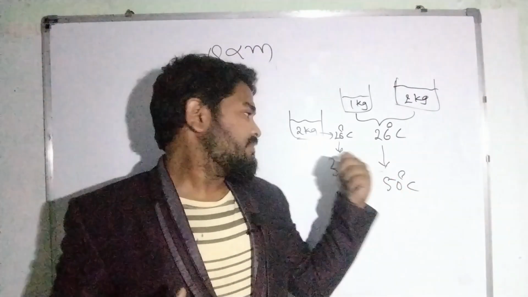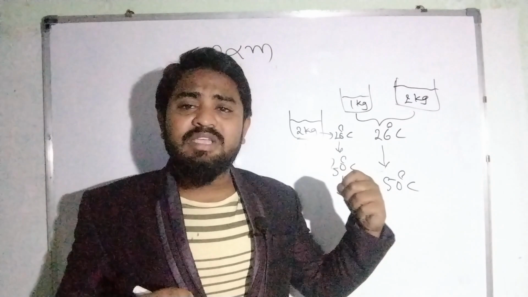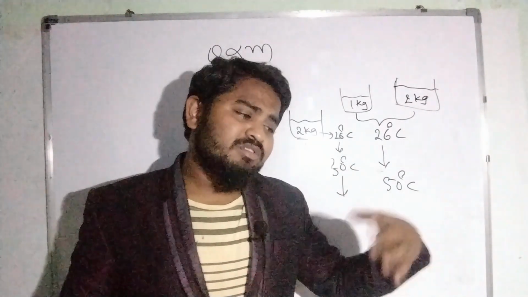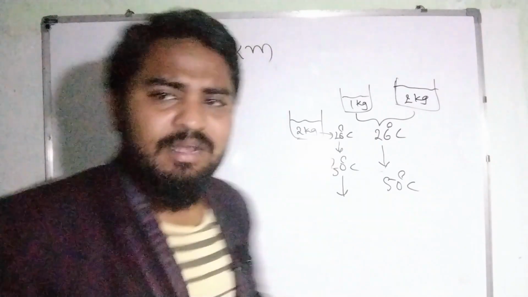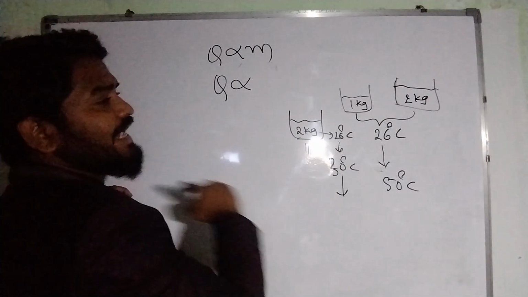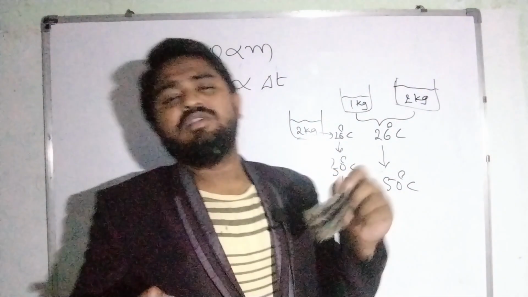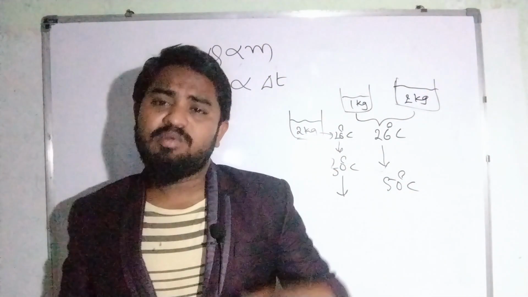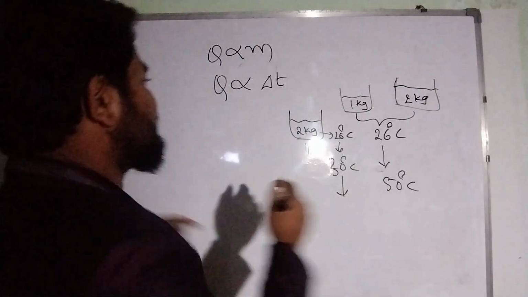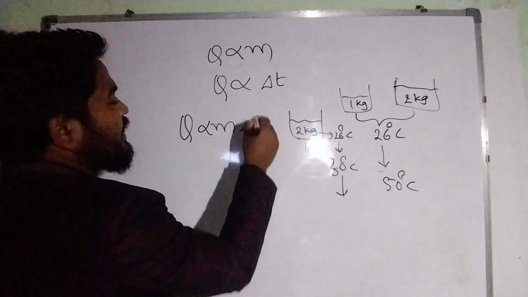Here from this experiment we can tell that if you give heat energy continuously, the change in the temperature also changes continuously, right? That means from this we can tell that the given heat energy is directly proportional to change in its temperature. It means if you give more heat energy, there will be more change in the temperature, right? So from these two experiments we can conclude that Q is directly proportional to M into delta T.